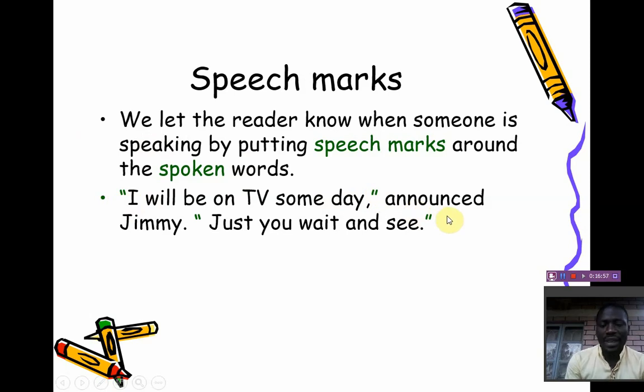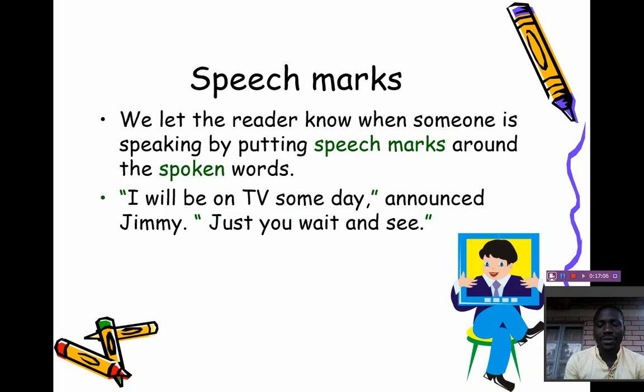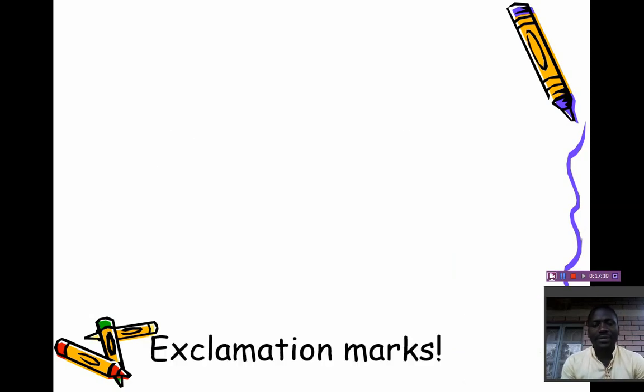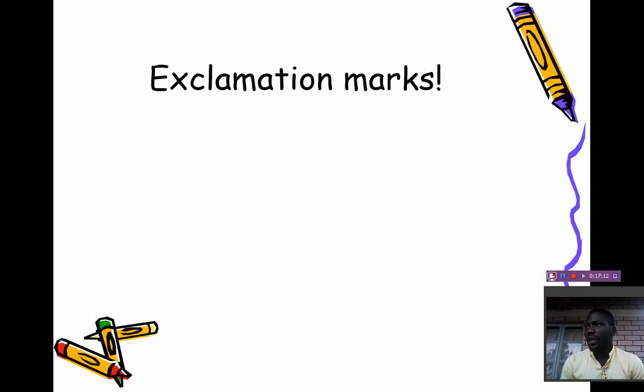Just you wait and see. So he's promising that at a certain time he will be on TV. Just be patient with him. You will see him. You can see he's imagining himself being on TV. Okay. Then the next thing is the exclamation marks.